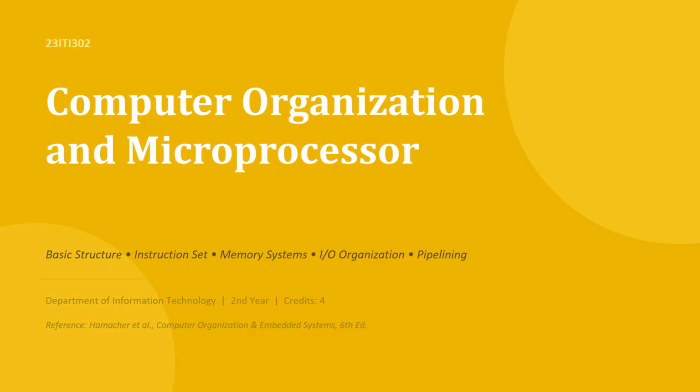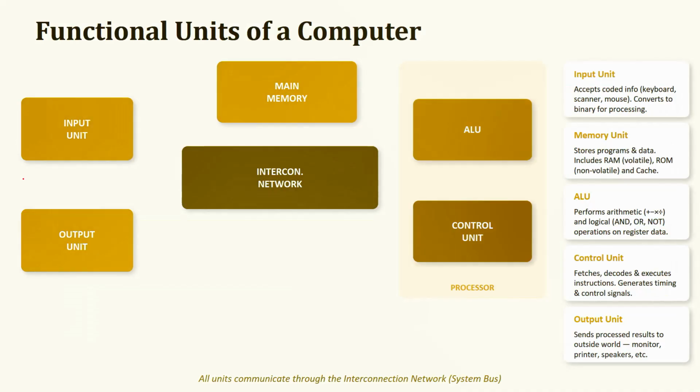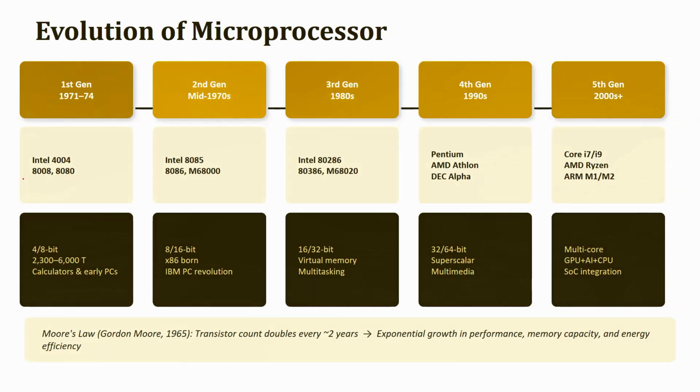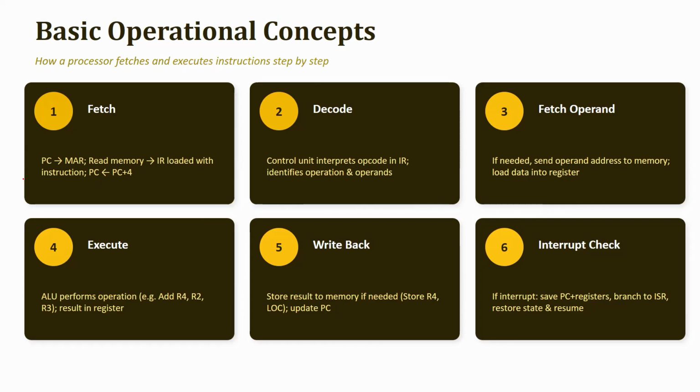In the previous video lecture, we saw the topic of the functional units of a computer. Now we are going to see the basic operational concept in the processor. In the previous video, we saw the functional units of a computer with respect to the evolution of the microprocessor and the basic processor architecture. Now we are going to discuss the basic operational concept.